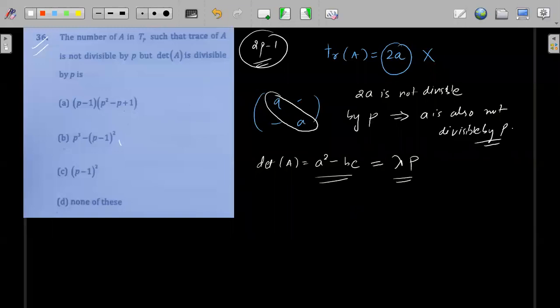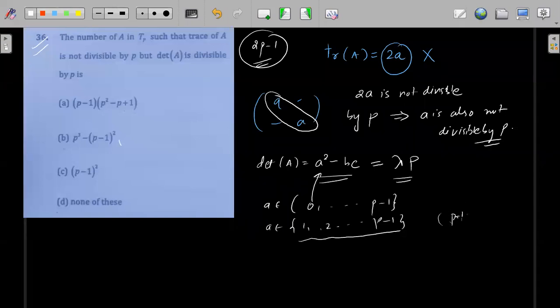Now what we can do, because we know that A belongs to 0 to P minus 1. So A will have P minus 1 ordered pairs, because 0 is divisible. So that means A can take values only from 1, 2 till P minus 1, because these elements won't be divisible, right? So A can take how many pairs? A can take P minus 1 values.